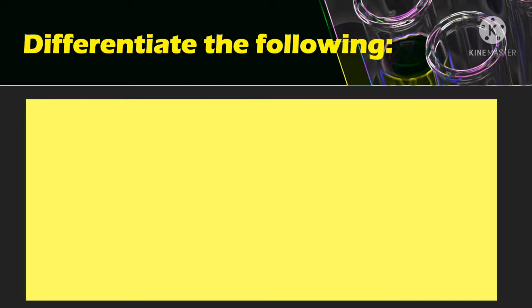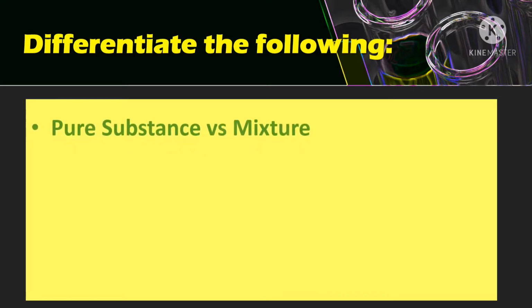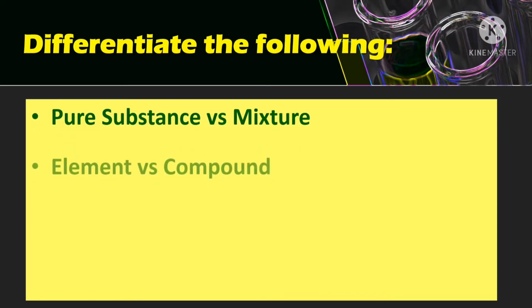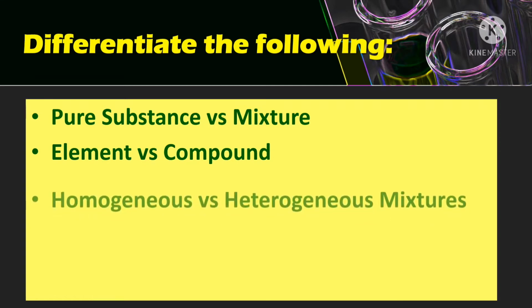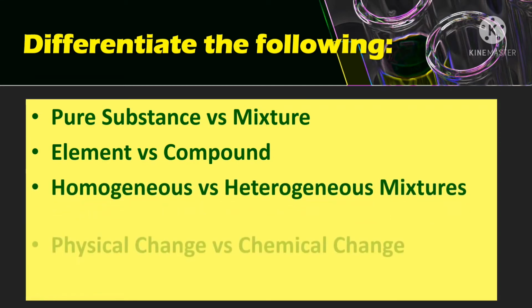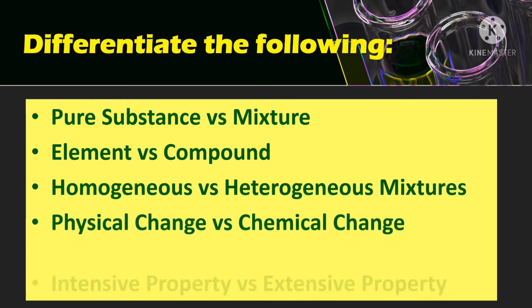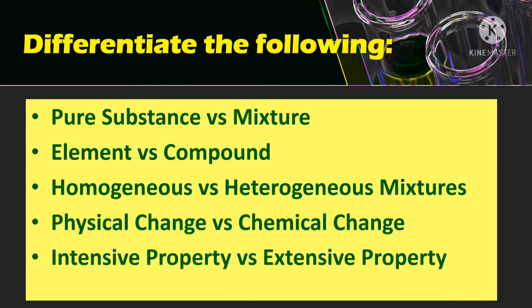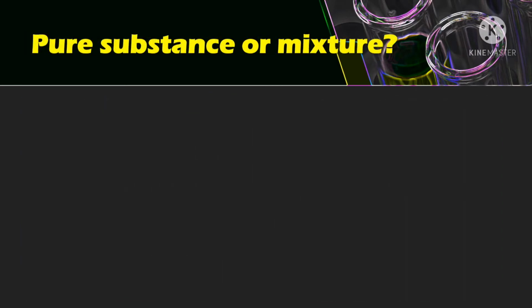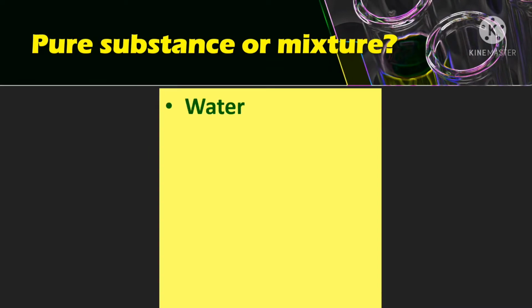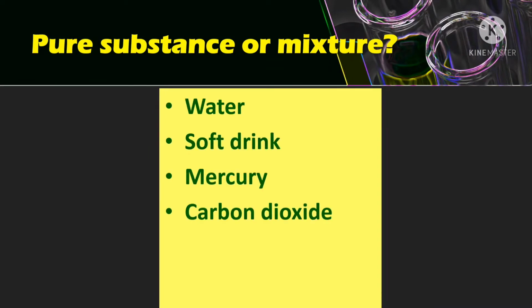And to better understand our topic for today, let's have a short recap, starting with differentiation of the following: pure substance versus mixture, element versus compound, homogeneous versus heterogeneous mixtures, physical change versus chemical change, and intensive property versus extensive property. Now, let us classify the following into pure substance or mixture. But before we answer this, we are going to differentiate first pure substance from mixture.